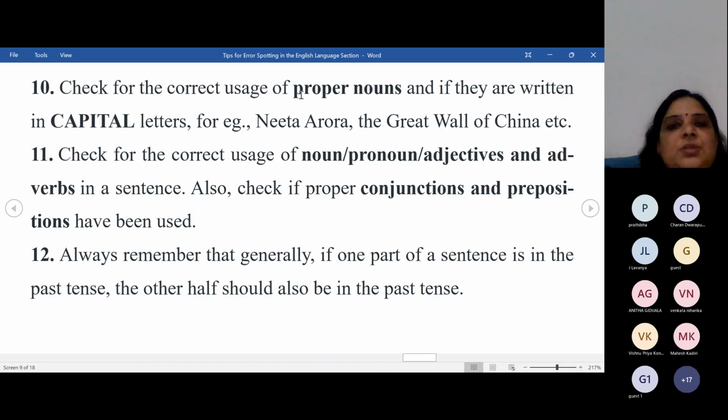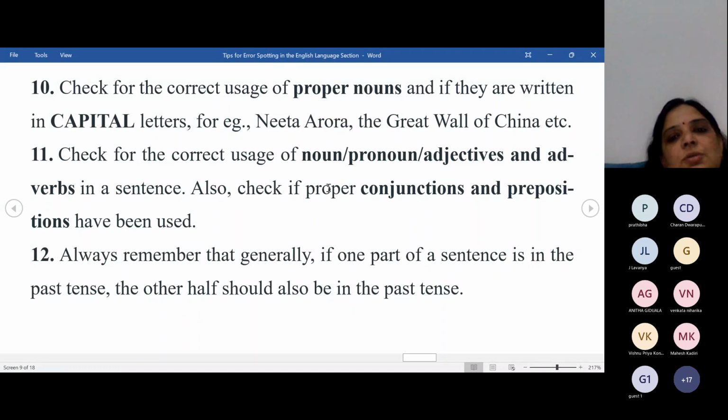Okay, check for the correct usage of proper nouns and whether they are written in capital letters. Remember, always capital letters for proper nouns, but never put the in front of a name. You never say the Usha ma'am. You never say for anybody's name, the Neeta Arora. No, it's Neeta Arora only. Even for certain proper nouns you never use the. For countries, you say the Republic of India, but you never say the India. So those things you need to be very careful about.